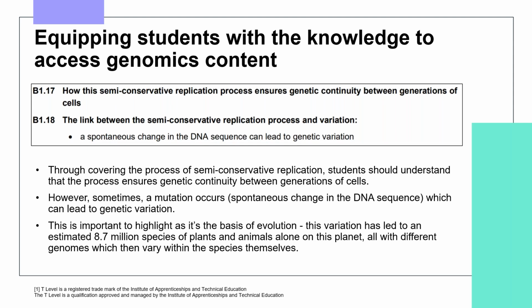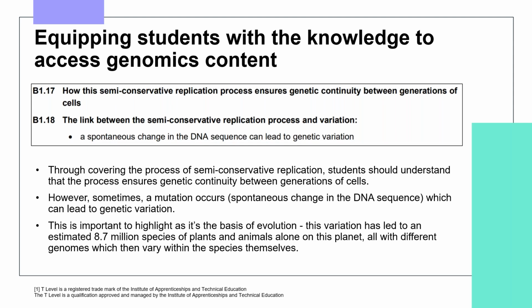Now, when a mutation leads to a change in a characteristic that results in that organism being better adapted to its environment, this organism is then likely to go on, survive, reproduce, and pass that characteristic on to the next generation. And when this happens over many thousands of years, it leads to the process of evolution.